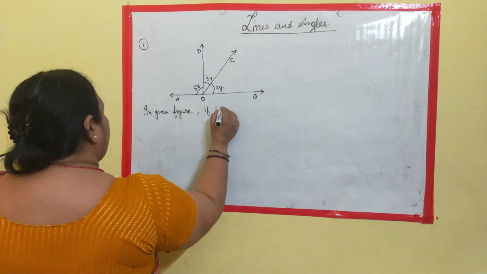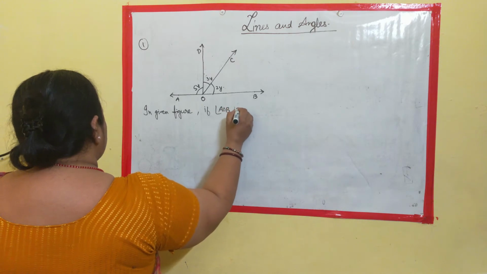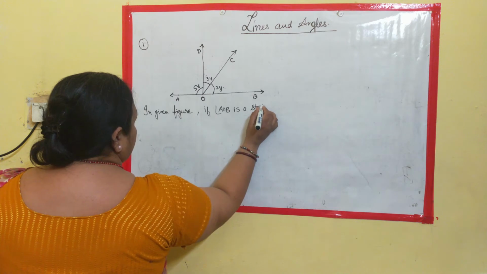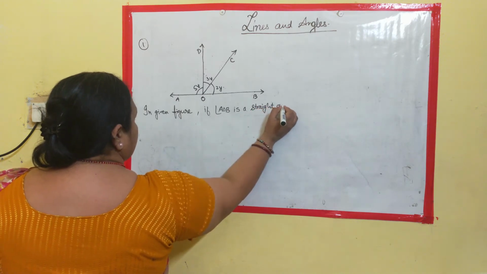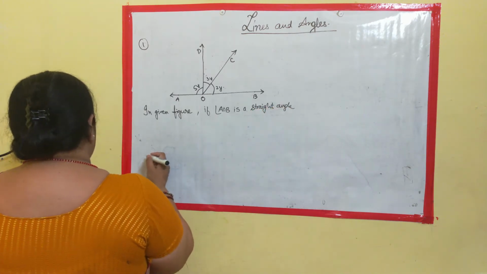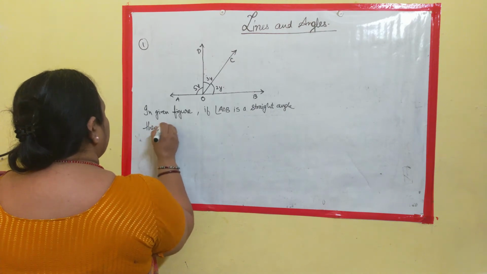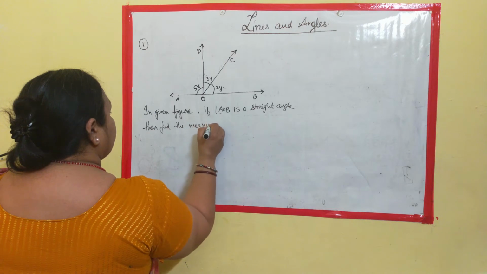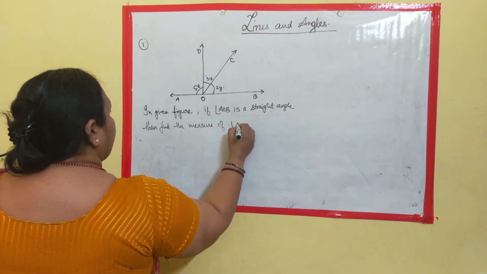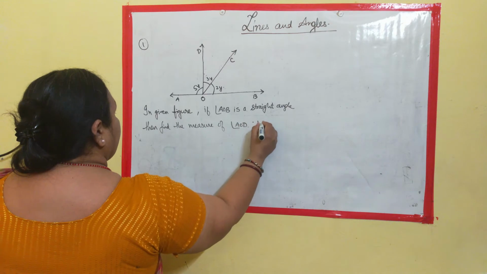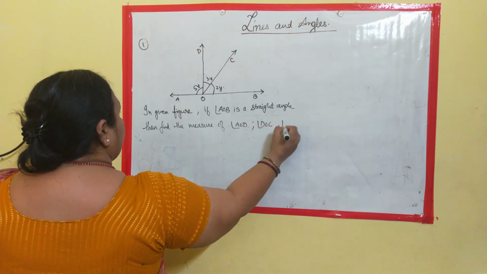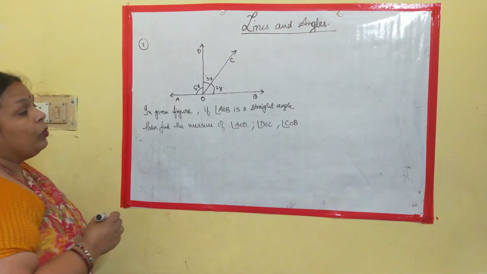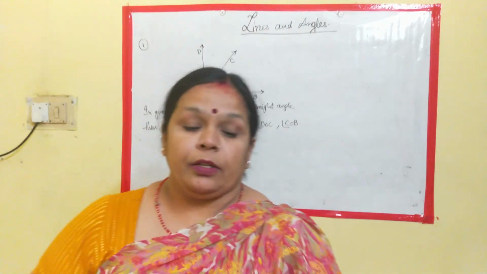if angle AOB is a straight angle, then find the measure of angle AOD, angle DOC and angle COB. Clear? Now we need to find the measure of these angles.